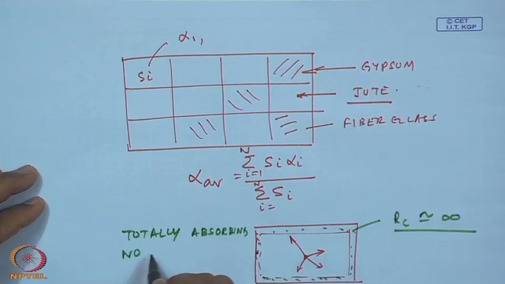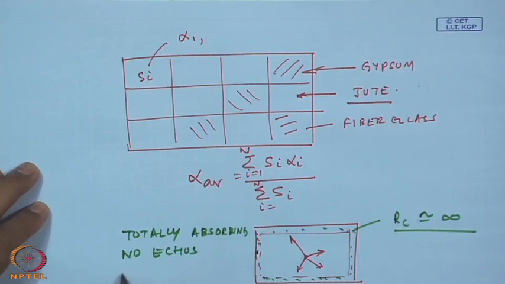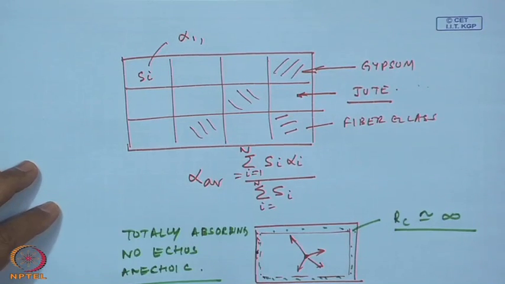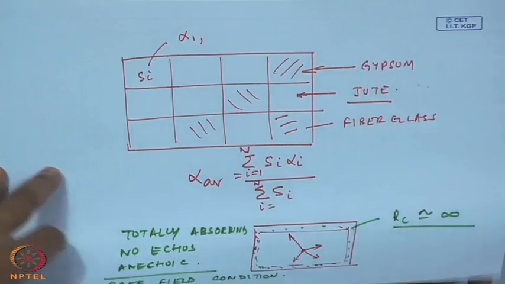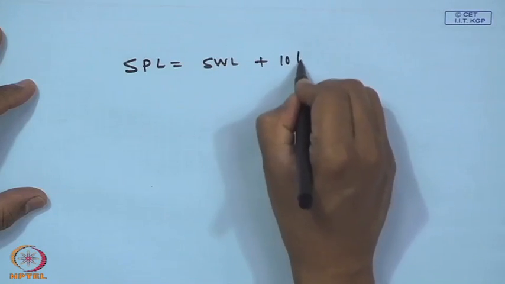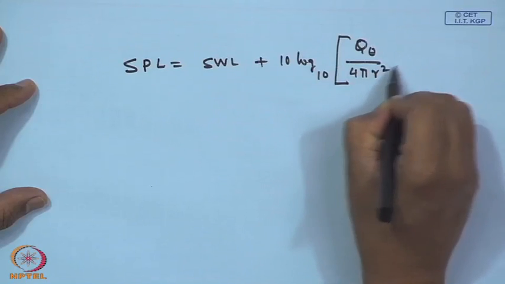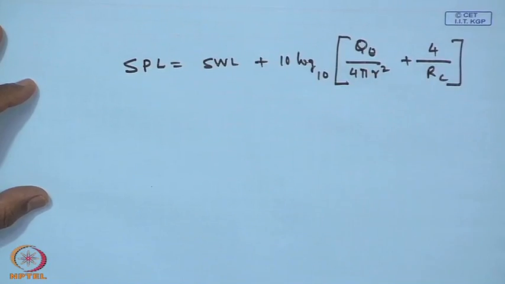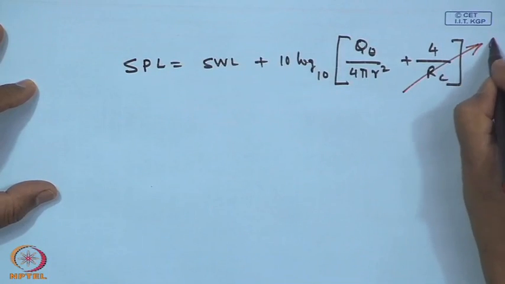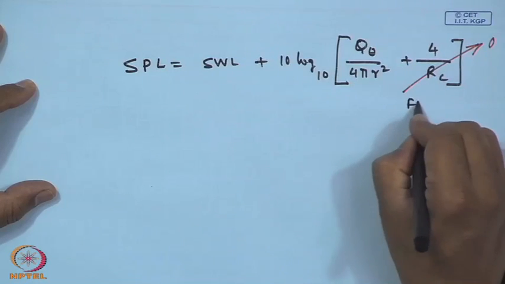That means there are no echoes, or an anechoic condition has been obtained, and this is essentially what is known as the free field condition. So, only in the case of a free field condition, this problem will become SPL equals SWL plus 10 log 10 of (Q theta by 4 pi r square plus 4 by R c). So, this second term will become 0 in the case of a free field condition.